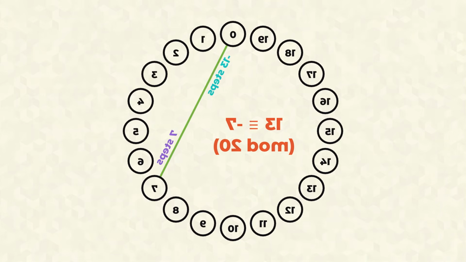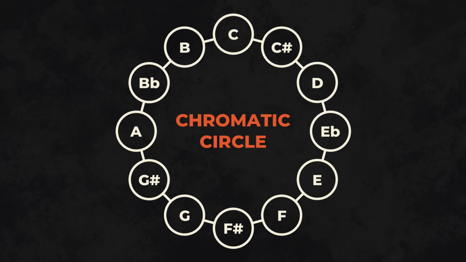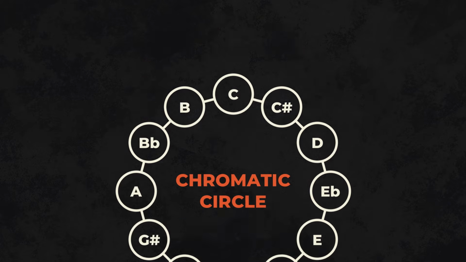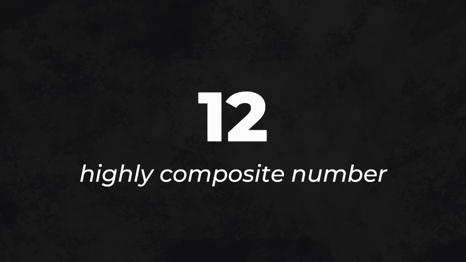We can apply this knowledge to the chromatic scale, which contains all 12 notes used in 12-tone equal temperament. In order to create a sequence that visits every note once by jumping by a constant interval, the number of semitones in that interval can't share any factors with 12. Unfortunately, 12 has a lot of factors. In fact, it's known as a highly composite number because it has more factors than any positive number smaller than it. To illustrate this, let's go through all of its factors.